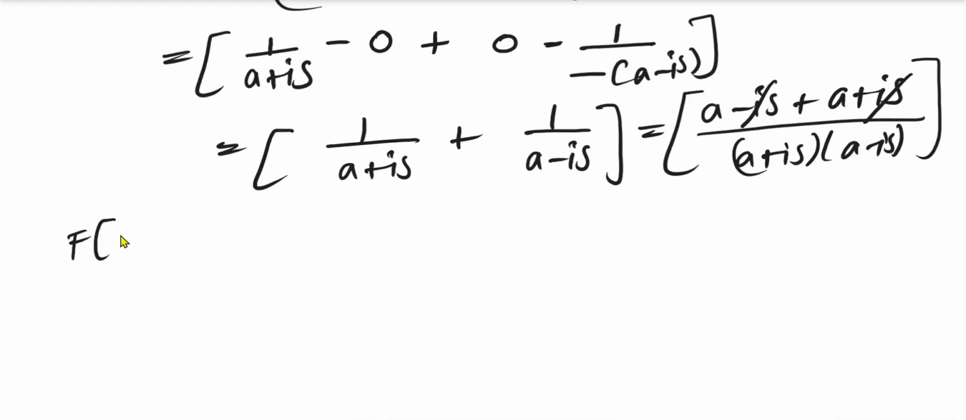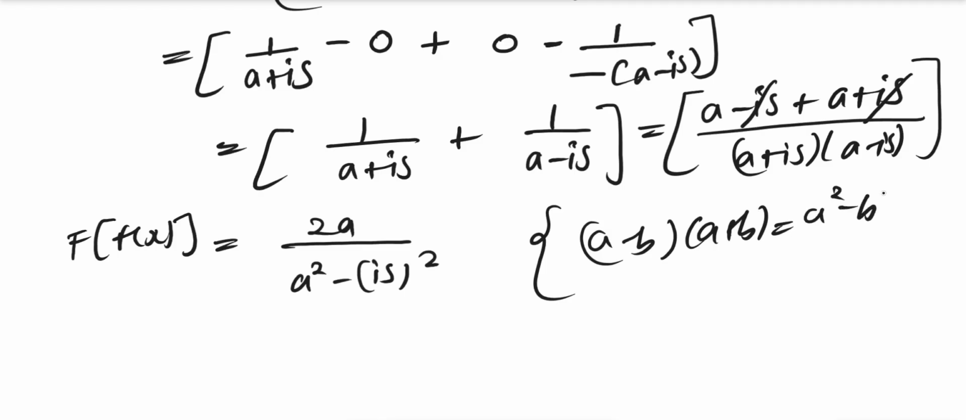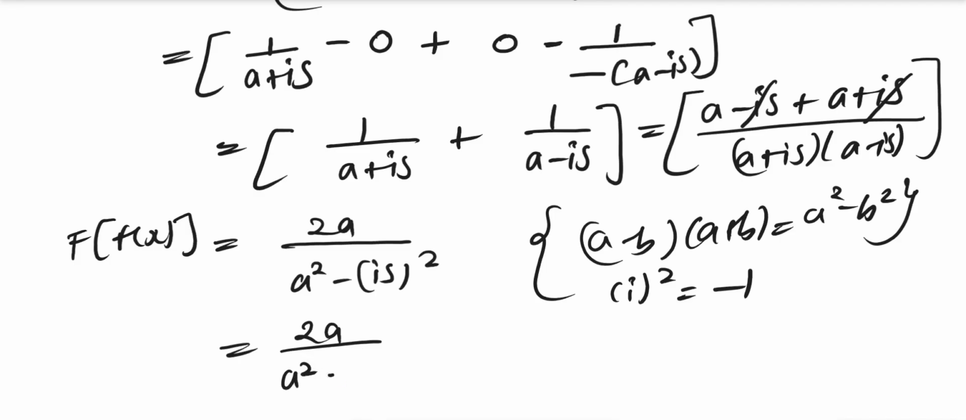That is, Fourier transform of a function f(x) is equal to 2a divided by a square minus (iota s) का whole square. Since (a minus b)(a plus b) form is equal to a square minus b square, ये भी a minus b and a plus b की form में. And iota square क्या होता है? Iota square is minus 1. So it is equal to 2a upon a square minus (minus 1) s square, which is equal to 2a upon a square plus s square.